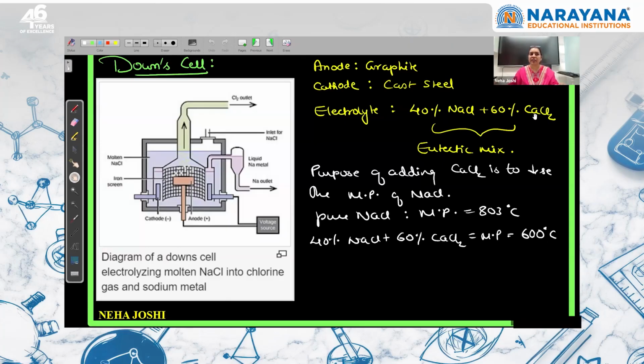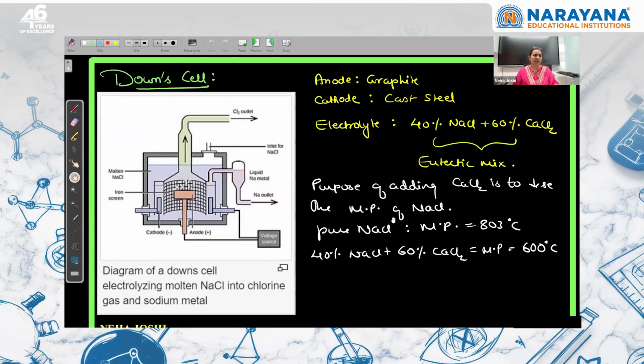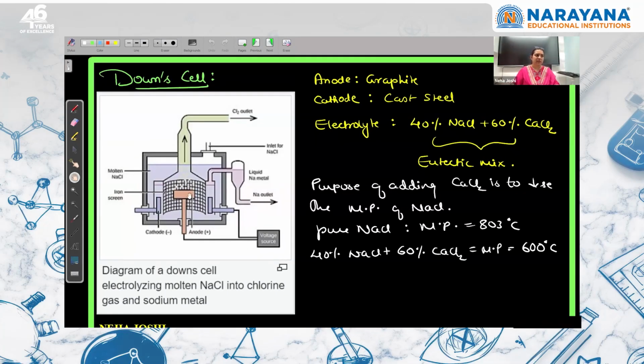So why have we added CaCl2? To bring down the melting point of NaCl. Now you may say just 200 degrees. No, that 203 degree decrease is extremely useful when you are talking about electricity bills, when you are talking of explosions and maintaining the whole apparatus. Okay, so function of CaCl2 is to decrease the melting point of NaCl. Rest I think you can understand by yourself.